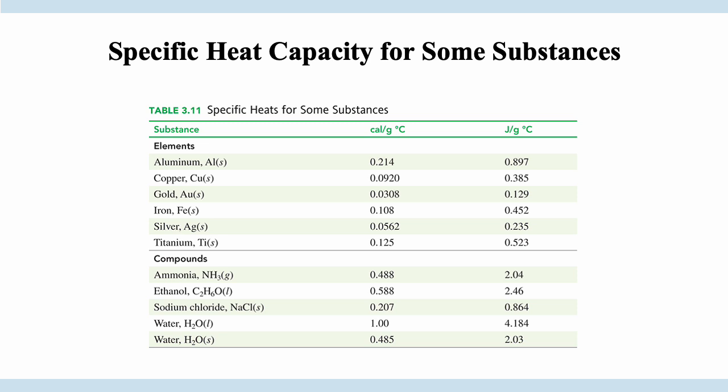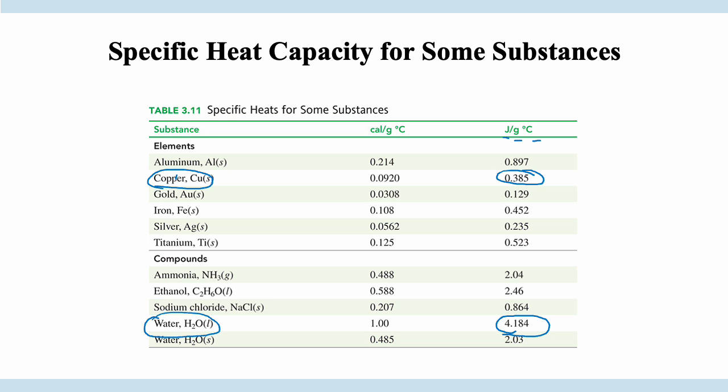This slide shows you specific heat capacity for different substances. You can see here aluminum, copper, every substance has its own specific heat capacity. What does this actually mean? For instance, if we compare liquid water, the heat capacity is 4.184 joules per gram degree Celsius, whereas copper is 0.385 joules per gram degree Celsius, which simply means that if you start heating copper and water at the same time, copper's temperature will rise a lot faster than water.